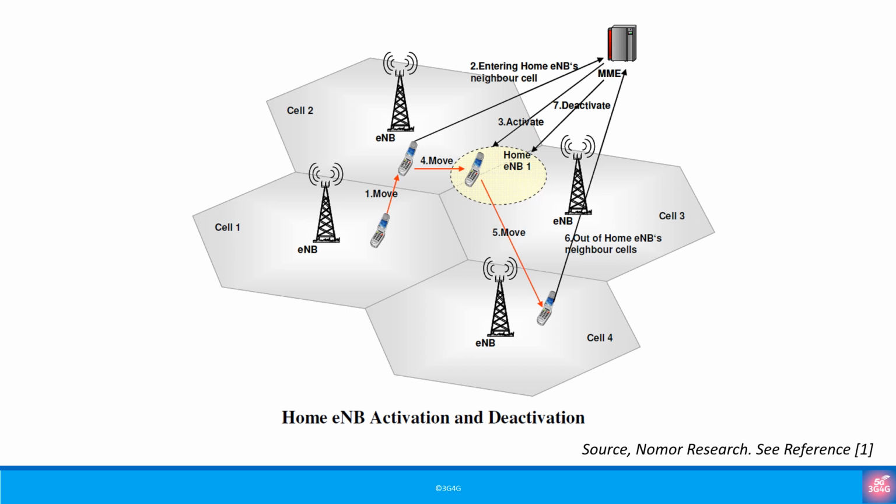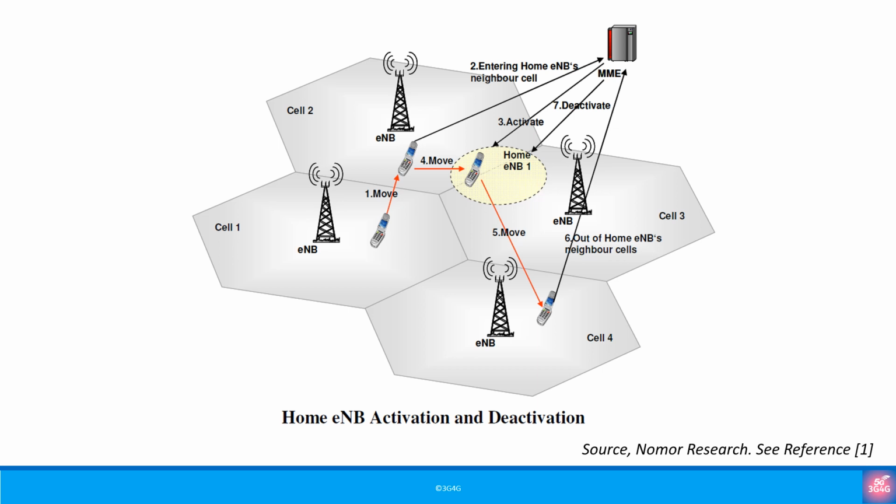Third, MME notices that home eNode B is still not activated. It sends messages to activate home eNode B. Fourth, when UE moves to the range of home eNode B, it detects the signal from home eNode B and can receive services from home eNode B.